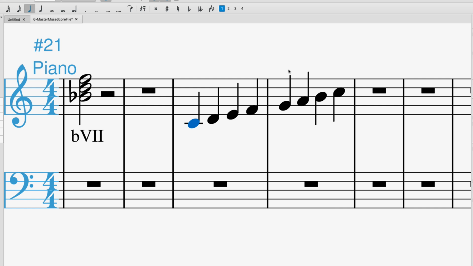Fixed do means that C is always do. In fact, you wouldn't even call the note C. You would just call it do, right? So this would be do, re, mi, fa, sol, la, ti, do. I would say this is C, D, E, F, G, A, B, C. And if you ask me to say that in solfege, I would say do, re, mi, fa, sol, la, ti, do.